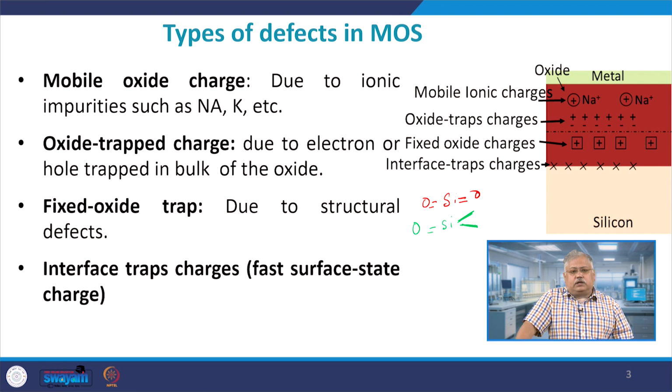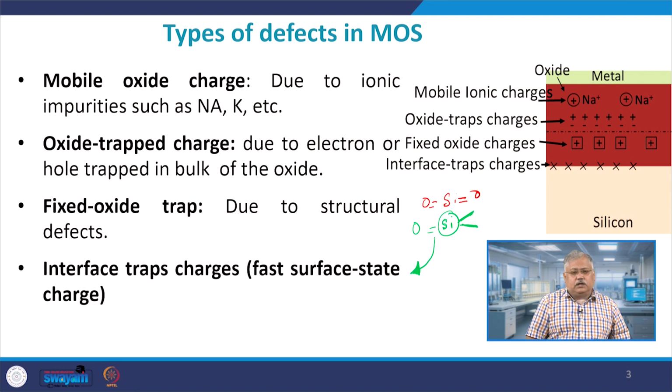What is a fixed oxide trap? A fixed oxide trap is due to a structural defect within the oxide layer. And finally we have an interface trap, which is at the silicon dioxide interface. That means I have my silicon which is an unfulfilled silicon, not being satisfied, and you have dangling bonds here. These are the interface trap charges.